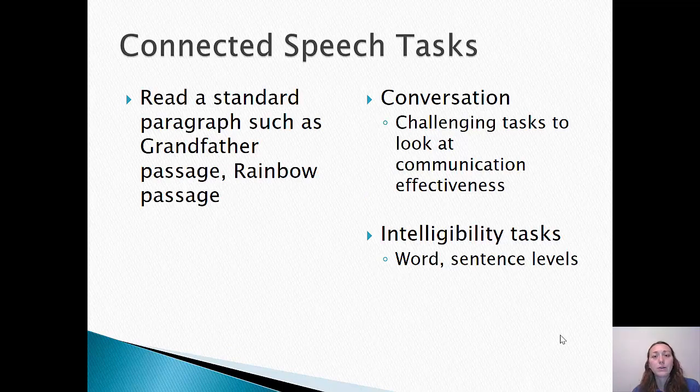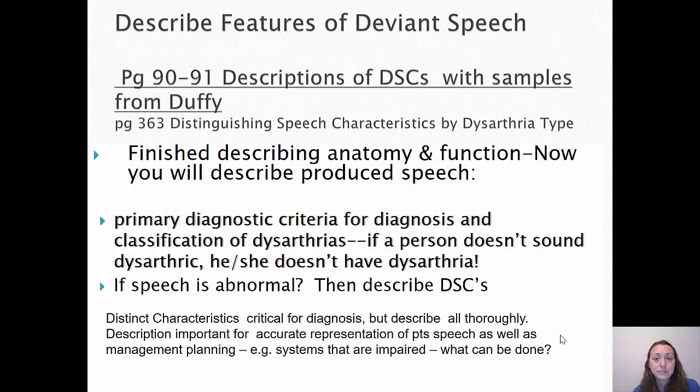Now, maybe right after a CVA or a stroke and there's significant reduced intelligibility, maybe word level is appropriate or a really structured sentence level. But when we're thinking bigger picture, we're going to need more than an intelligibility task that's at word or sentence level.